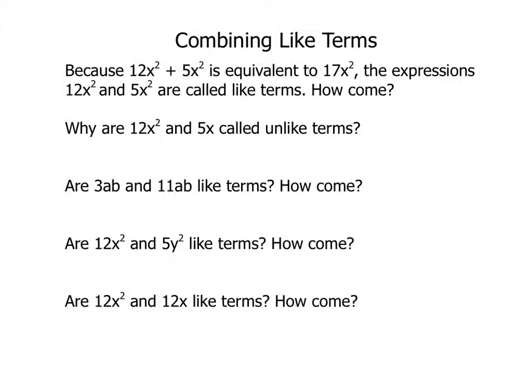This video talks about combining like terms. So as you can see, because 12x squared plus 5x squared is equivalent to 17x squared, the expressions 12x squared and 5x squared, these two expressions, are called like terms. How come?